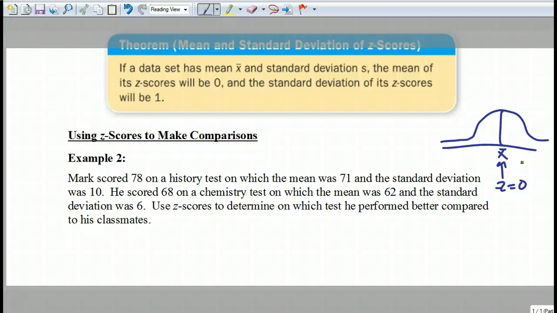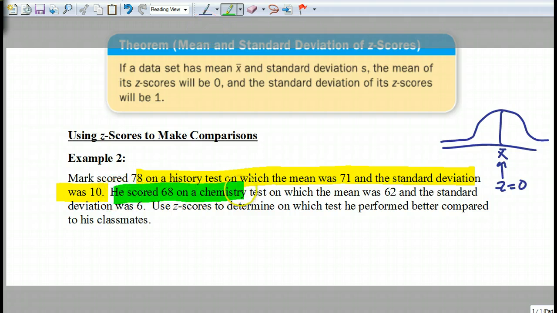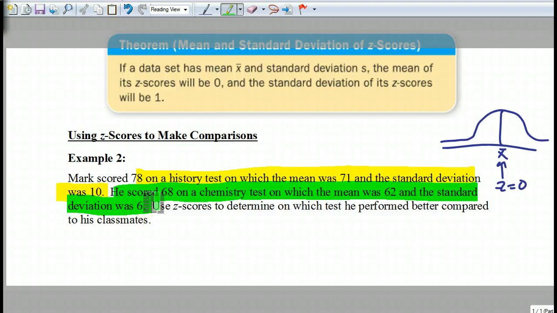Okay, so now Mark has scored a 78 on a history test on which the mean was 71 and the standard deviation was 10. That's one part we're looking at, the yellow. The next part is he scored a 68 on a chemistry test. The mean was 62 and the standard deviation was 6. The question is, use z-scores to determine which test he did better on.